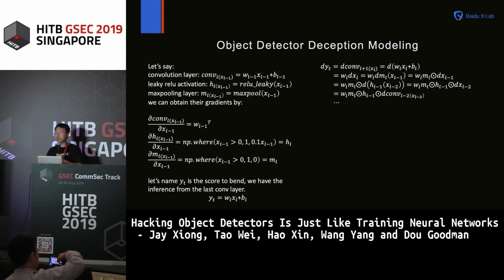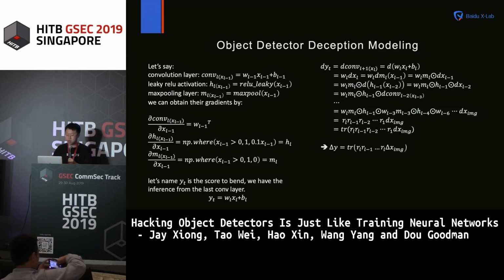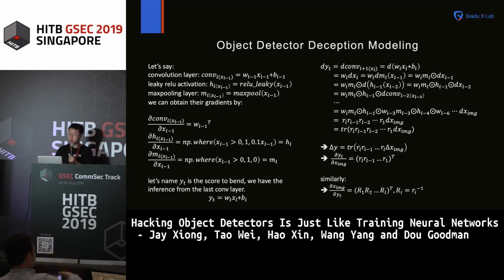So actually, an object detector model consists of convolution, max pooling, and leaky ReLU, so we can see it as a series of repeated matrix multiplications. And since the target we attack is a scalar output, like a confidence, YT represents Y target. We know the relationship between the input and the target is actually proportional, through many matrix multiplication transposes.